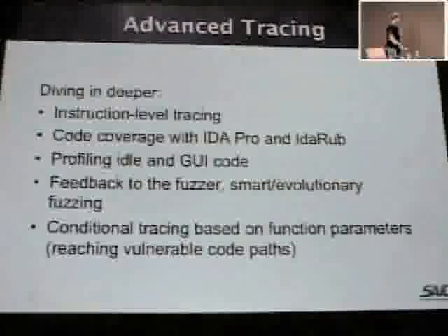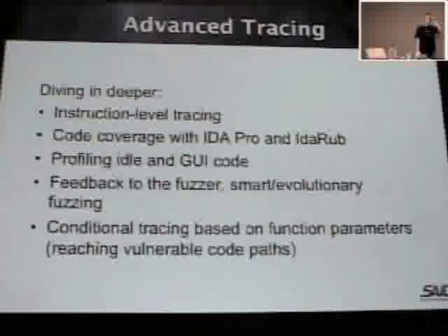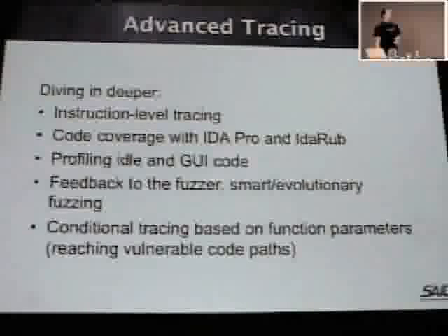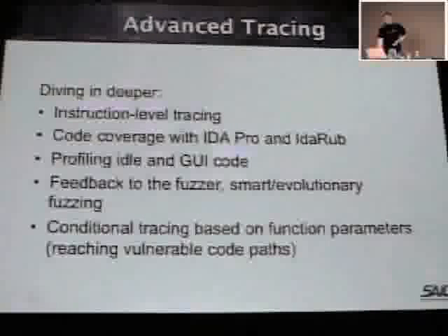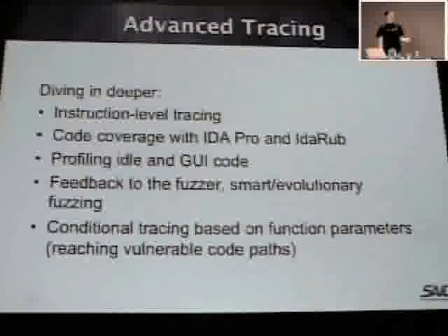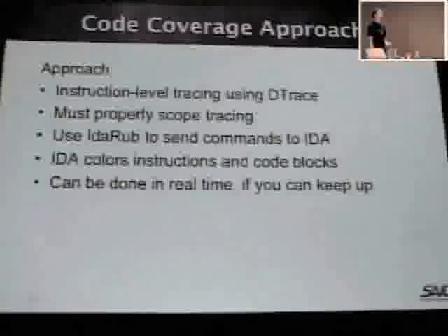So there's some other fun stuff we can do. We can actually trace every instruction in an application. That'll allow us to do block-level coverage. We can't do things like trace block entry points only, though. I already mentioned some of this stuff. One of the coolest parts is conditional tracing based on function parameters. That turns out to be really handy. So let's talk about that.